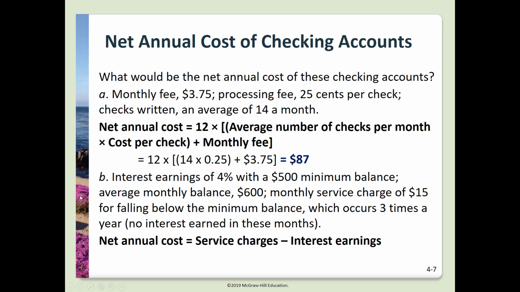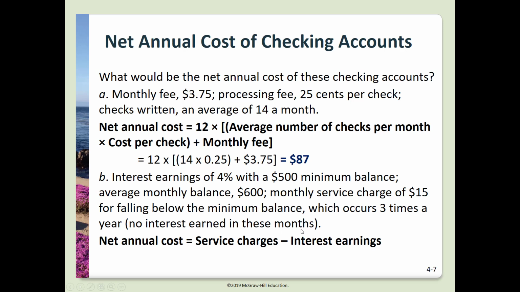and our net annual cost then is $87. In Part B, the interest rate earnings of 4% with a $500 minimum balance. The average monthly balance is $600, so we can see, yep, we're doing a good job of achieving the minimum balance. We get a monthly service charge of $15 for falling below the minimum balance. So if we don't maintain that $500, we get charged $15 a month. And it turns out that occurred 3 times in a year.